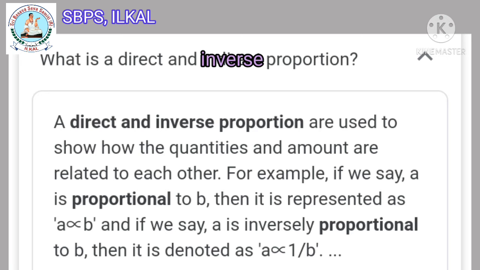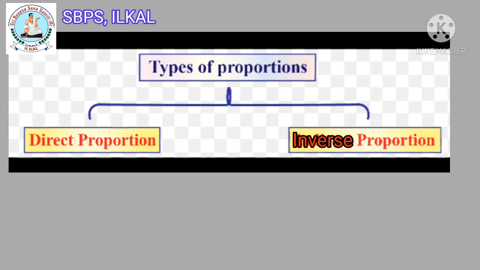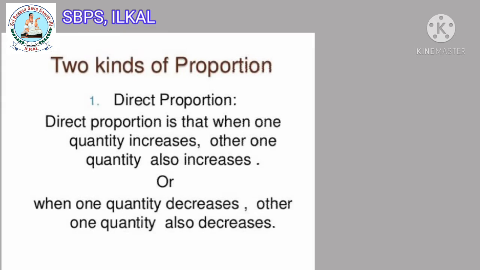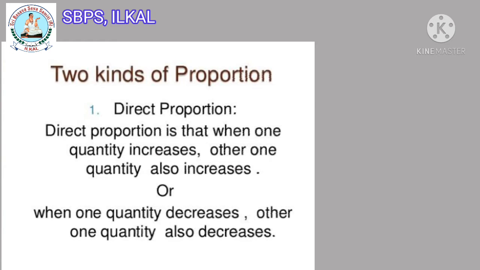And if we say A is inversely proportional to B, then it is denoted as A is proportional to 1 by B. That is, A is inversely proportional to B. Types of proportions: direct proportion, inverse proportion. Direct proportion is that when one quantity increases, the other quantity also increases, or when one quantity decreases, the other quantity also decreases.